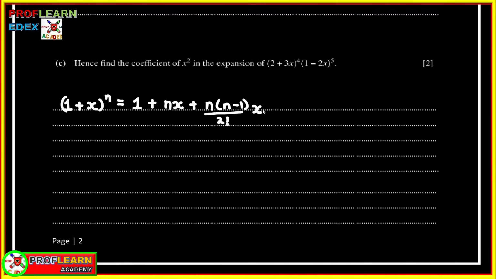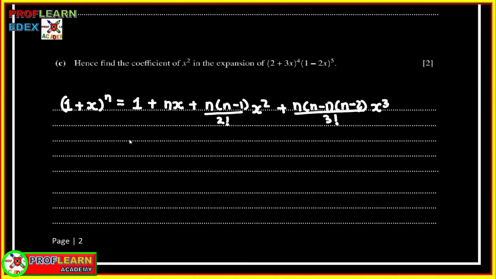So which means that if you're having 1 plus x raised to power n, for you to expand this, we're going to say it is 1 plus, the first term will be 1, then the second term will be n, n is the power, times the value of x, the x part. And then the third term is going to be n into n minus 1 over 2 factorial times x squared, right? And the next term will be n into n minus 1 into n minus 2 over 3 factorial times x raised to power 3. So this is how you use this particular formula.